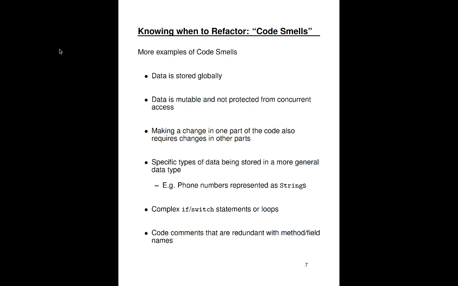That seems unrelated. When you see specific types of data being stored in a more general data type, like representing a phone number as a string instead of a phone number class, it might be an opportunity for refactoring to make the intent of your code more clear. Other smells: complex logic in an if or switch statement, or code comments that are redundant with the names of the program element that they're commenting on.